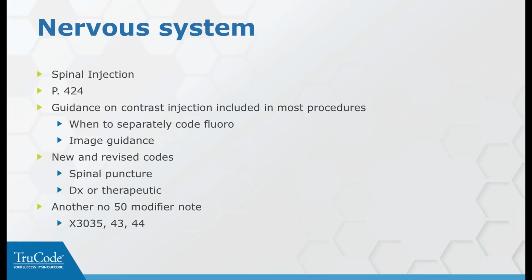Last of our big sections is going to be our nervous section. Not a whole lot there. If you look over at the spinal injection codes, I have a guidance for you there, page 424 in the code book. When you look at that particular note, under the injection, drainage, and aspiration, they're just reminding us about guidance on when you can code the contrast injections.